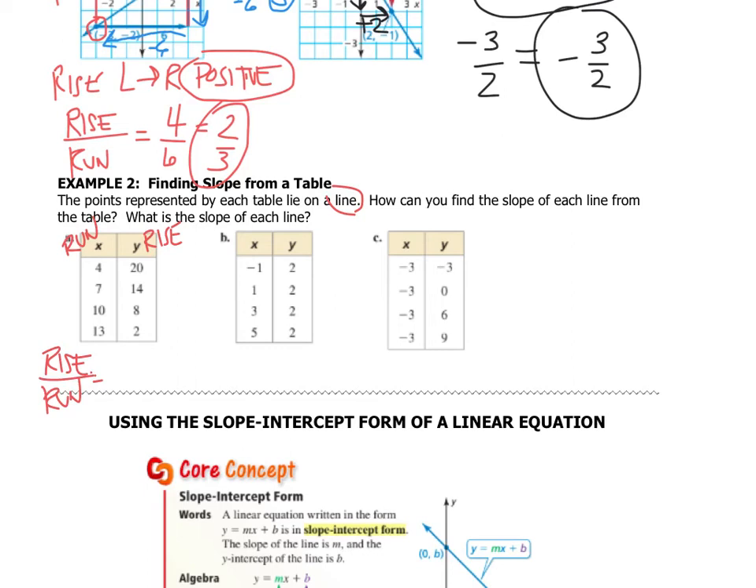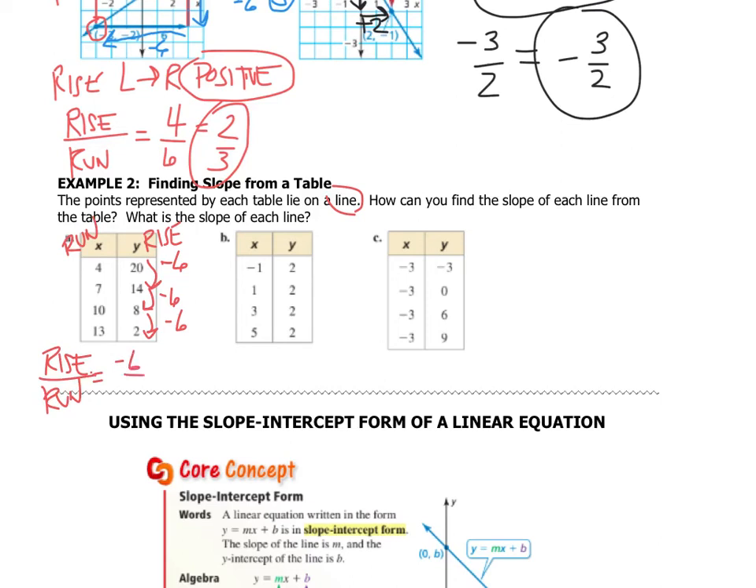So what I want to think about is, how does 20 become 14? Well, I would subtract 6. How does 14 become 8? I would also subtract 6. How does 8 become a 2? I would also subtract 6. So it looks like my rise is a negative 6.